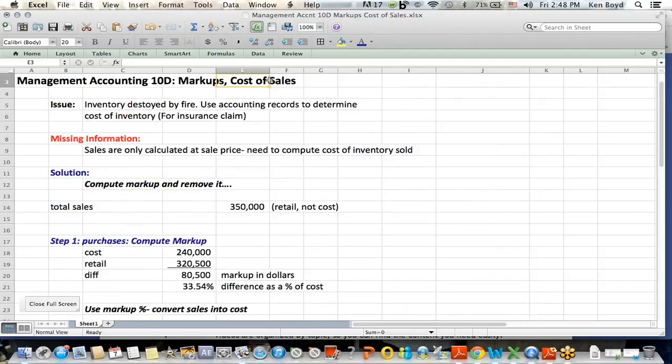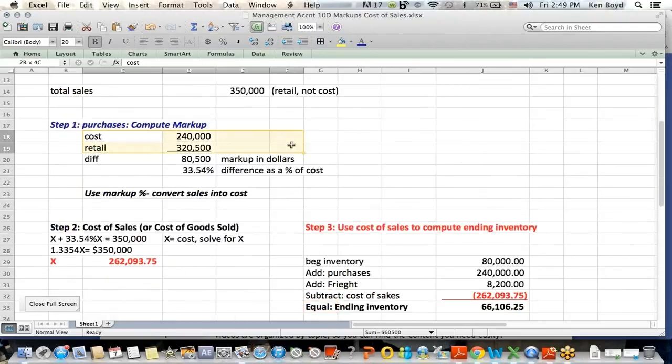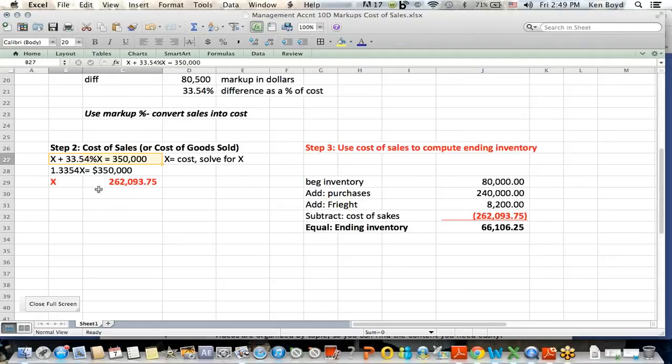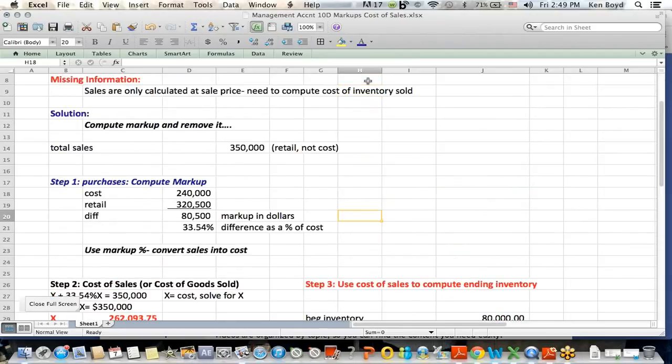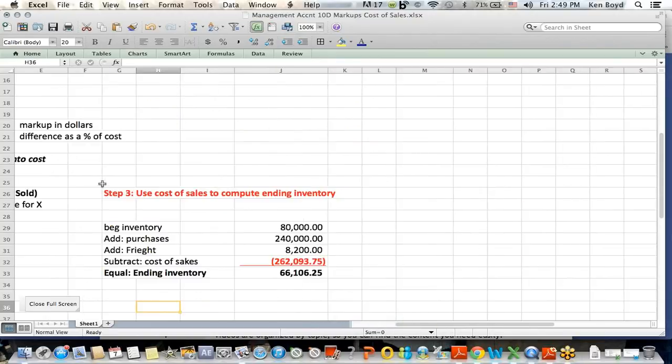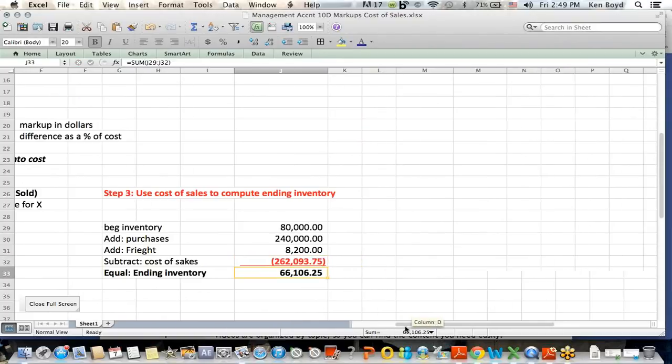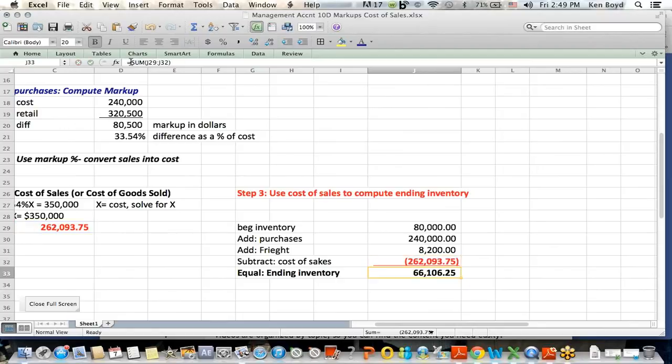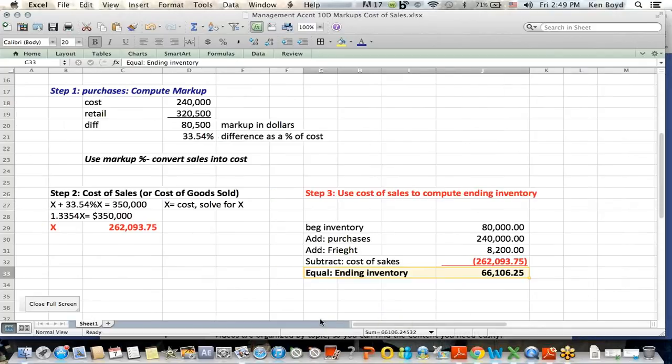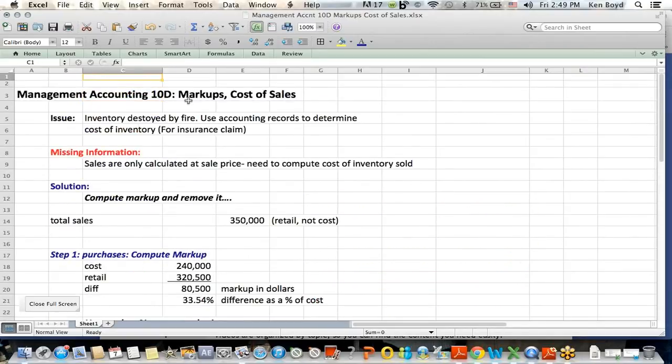So once again, the situation is we need to calculate our cost of inventory. We do not need to know the cost basis of the items we sold. We compute the markup and then we remove it. So we look at purchases where we're given both cost and retail. We compute a markup in dollars and a percentage markup. We use that percentage to create a formula to come up with cost of sales for the items we sold. And finally, we use cost of sales to compute the ending inventory. We're given beginning inventory, purchases, and freight. We subtract the cost of sales that we figured out at the right. I'll scoot that over so you can see the link. In red, I get ending inventory, which is the amount I have to report to the insurance company for my claim. So that's as far as we'll get on management accounting 10D, markups and cost of sales.